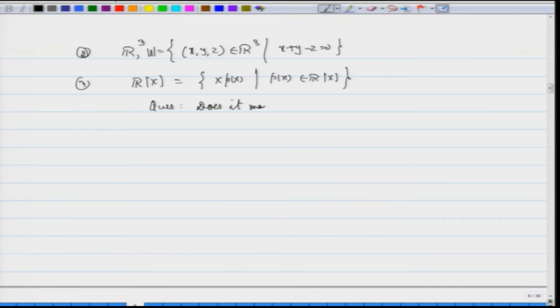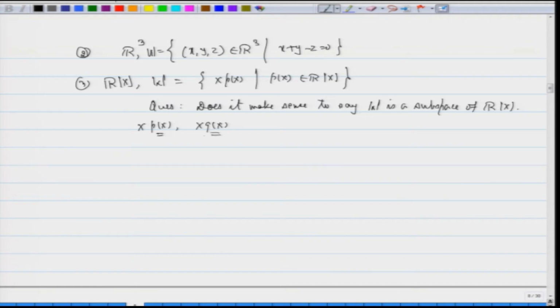Does it make sense to say R[x]? So, not R[x], this is the problem. In R[x], I am looking at W to say W is a subspace of R[x]. Fine. So, if I take any two polynomials here, say x p(x) and x q(x), where p(x) and q(x) are polynomials, I can talk of their sum. So, x times (p(x) plus q(x)).